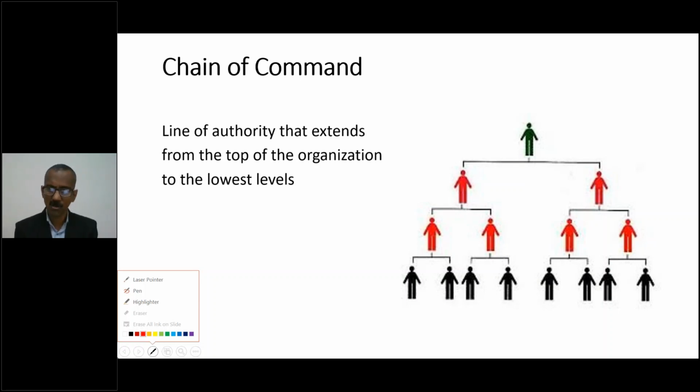You may know about Henry Fayol's 14 principles. One of the 14 principles is unity of command. One employee should receive instruction from only one source, that is one superior. One employee, one boss, that is unity of command. If an employee gets orders from more than one source, then probably he may not be effective. So that is one of the principles relating to chain of command, unity of command. There must be only one source.